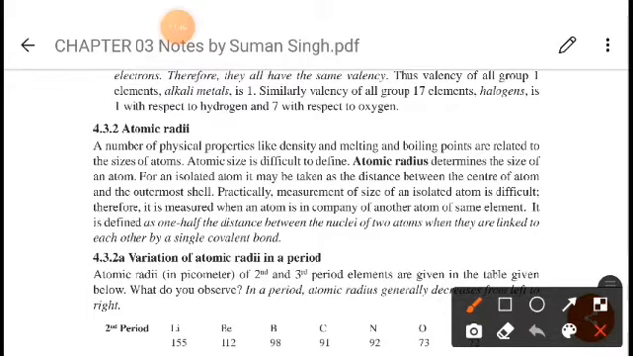It is defined as one half of the distance between the centers of the nuclei of two similar atoms bonded together by a single covalent bond. In atomic radius you have seen the boundaries were just touching, right? But in covalent radius, they will overlap just like this. One is here and another one is here. It will overlap like this.